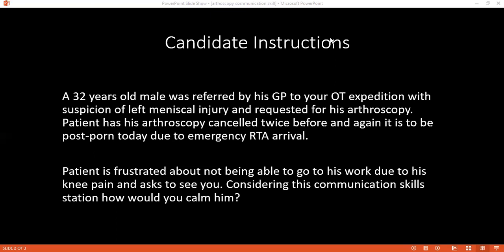Well, I'll get a written document signed by my consultant stating that you will not be able to rejoin your duties because of cancellation of surgery, and that you will need additional sick leaves from your employer. Would that be okay? Yeah, it's fine. Okay, what else would you suggest?